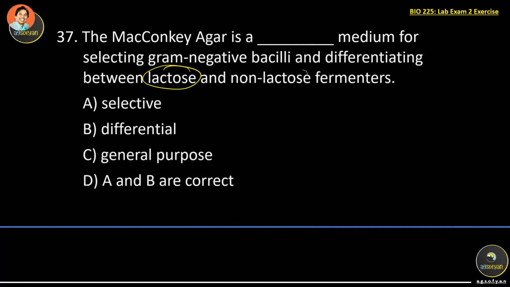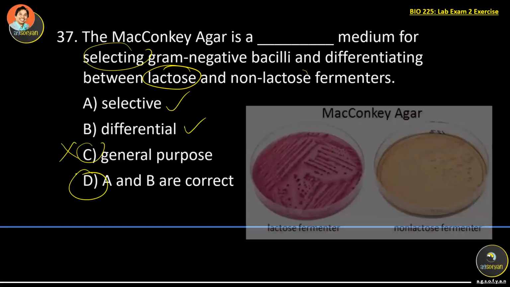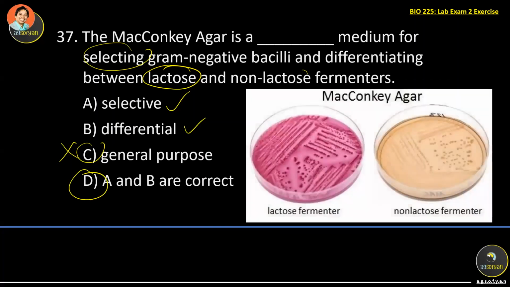What type of medium is it? Selective, differential, general purpose, A or B? Of course, it is not general purpose. This is used for selecting, which means it's selective, but the color change means that it is also differential, because it can distinguish one type of bacteria from another by changing the color. So it is A and B, both selective and differential.